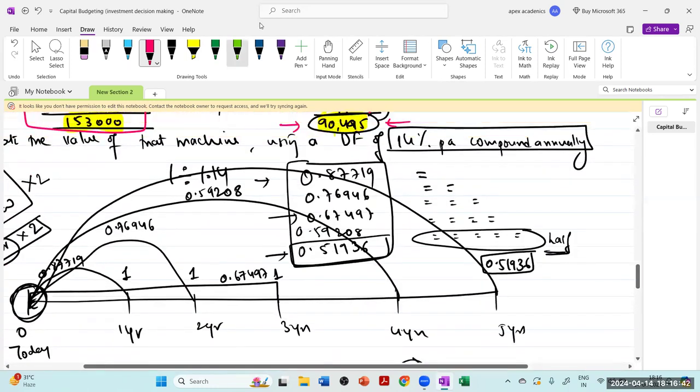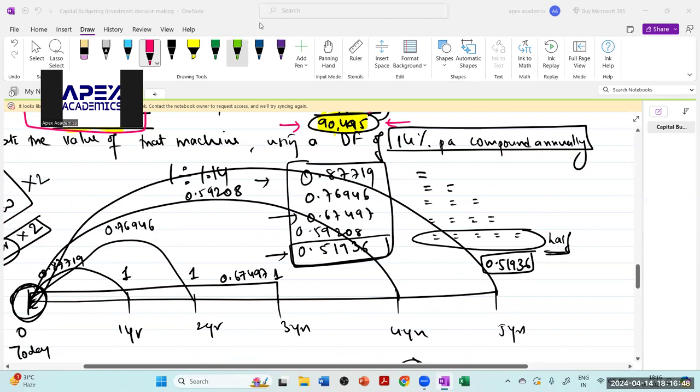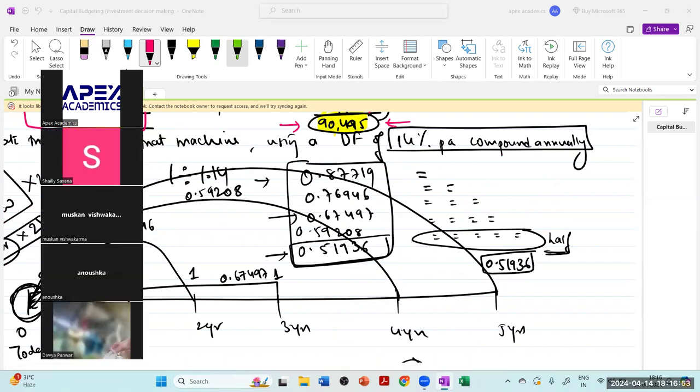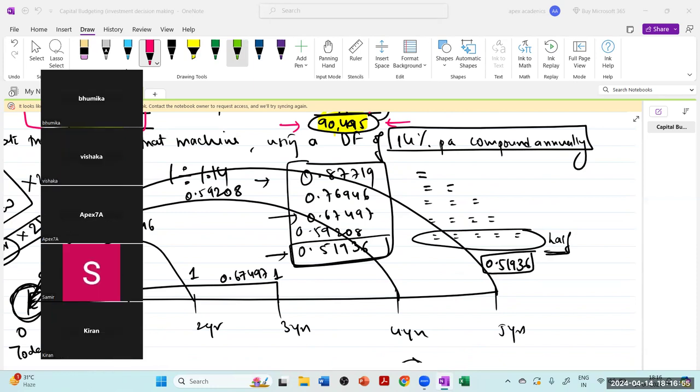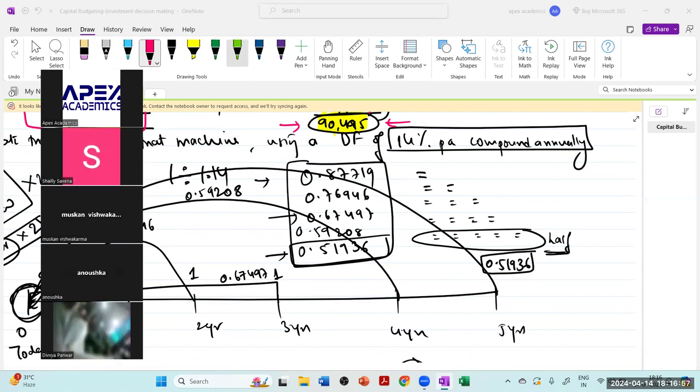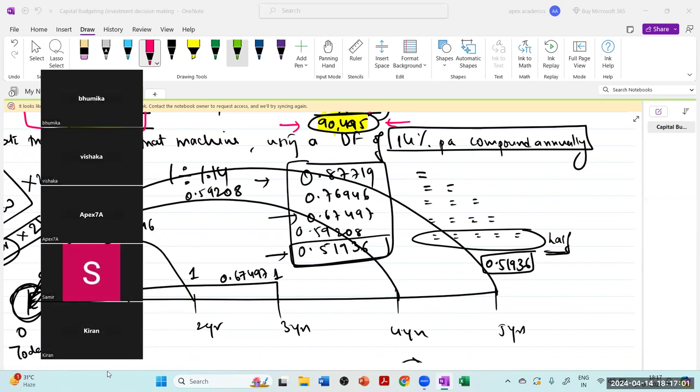The CA students, give the heading in your notebook. First of all, it should be a new notebook. It should be financial management. And the heading that you are going to give is time value of money. Capital budgeting. What is the thing you're going to give? Capital budgeting. Please be mindful.